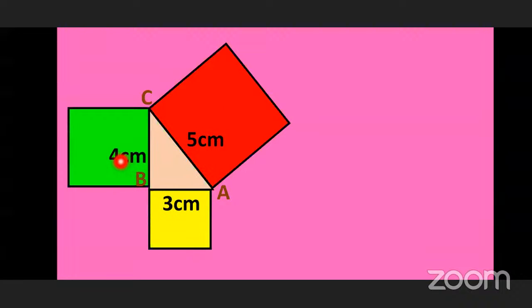3 squares. And in the center, which figure is there? Right angle triangle. Yes, it is a right angle triangle. And as we have drawn squares on each side of the triangle, the side of this square is 5 centimeter, this is 4 centimeter, and this is 3 centimeter. Children, can you find out the area of each square?